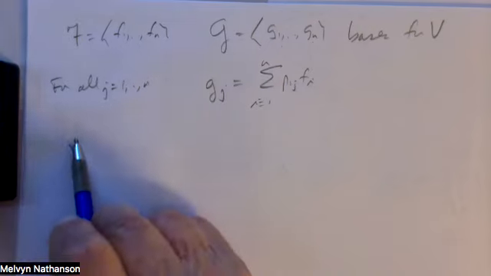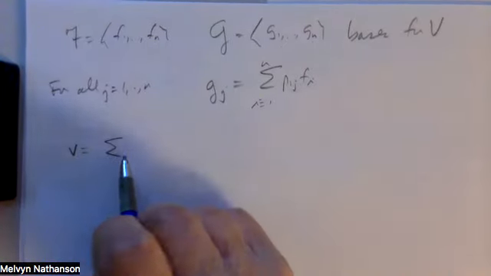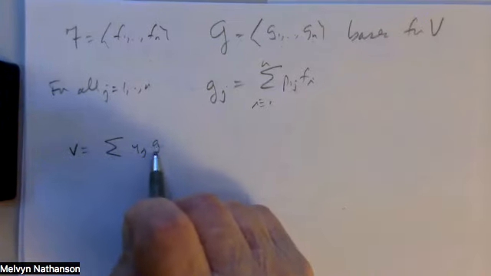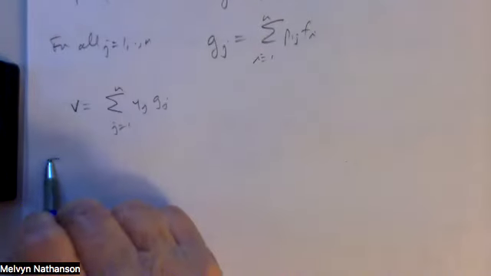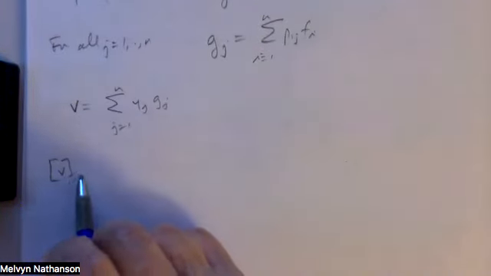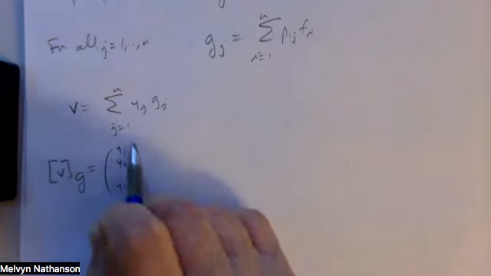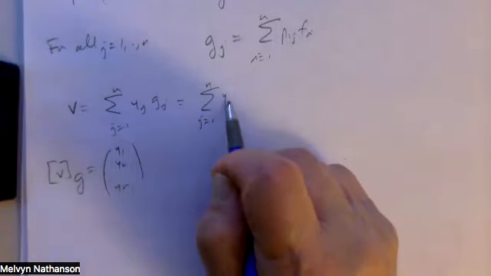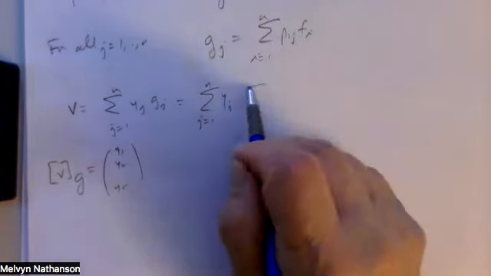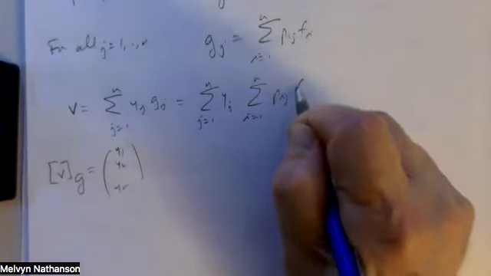Suppose we have a vector V, which is some linear combination summation y sub j, g sub j, j goes from 1 up to n. So the coordinate vector for V with respect to the basis G is y1, y2 down to y sub n. But this is summation, j goes from 1 up to n, y sub j, and g_j is summation i goes from 1 up to n, p_ij f sub i.